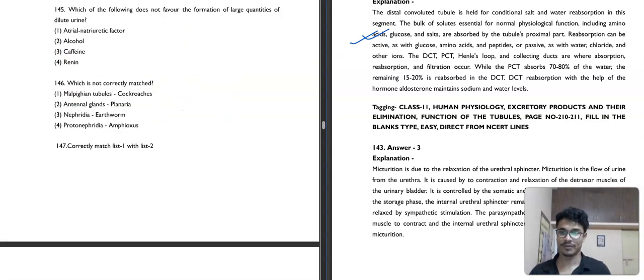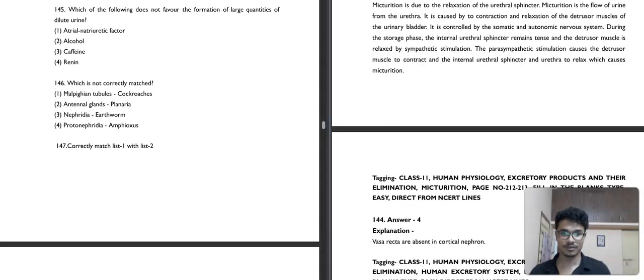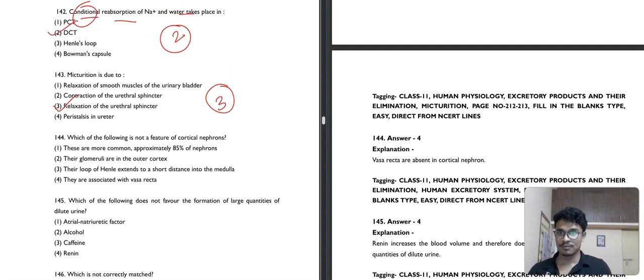Then question number 144. It is saying which of the following is not a feature of cortical nephron. So cortical nephrons are more common, approximately 85% of the nephrons, correct. The glomeruli are in the outer cortex, correct. The loop of Henle extends a short distance into the medulla, correct. In medullary nephron, the loop of Henle is long. They are associated with vasa recta? No, cortical nephrons are not associated with vasa recta; medullary nephrons are associated with vasa recta. So fourth option is not a feature.